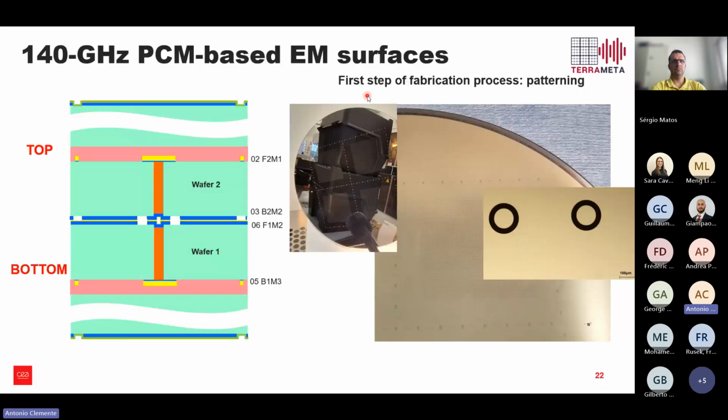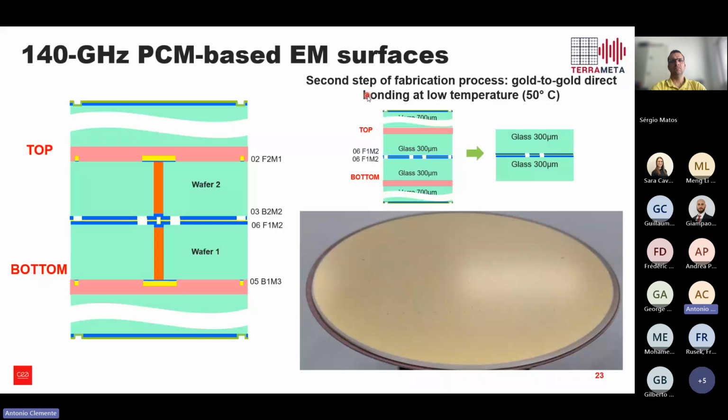You can see here the first step of fabrication and the second step. Now we are waiting for the measurement of this setup, and I think that by the end of the project we will have the demonstration of this kind of structure.